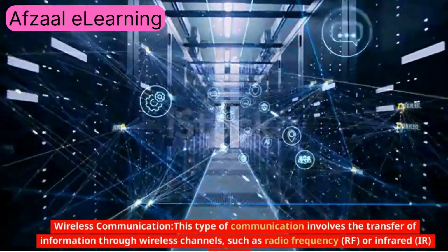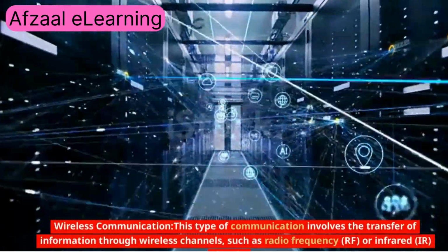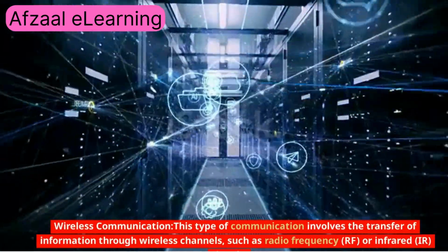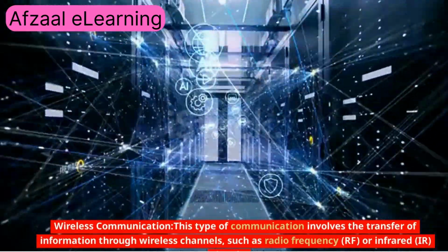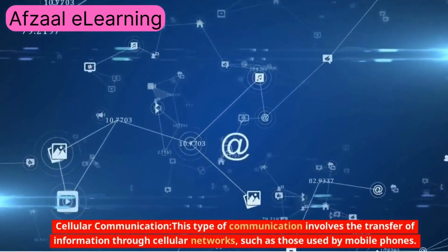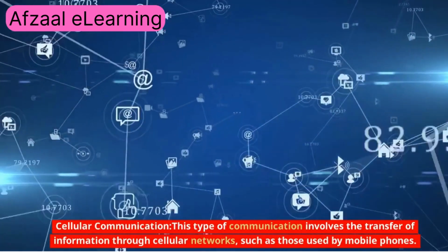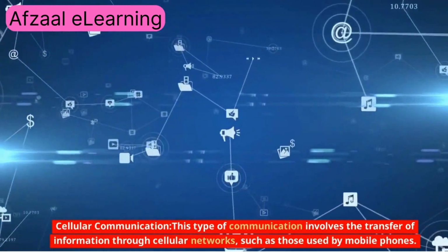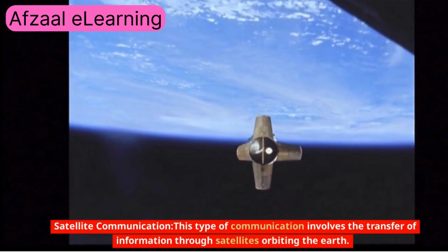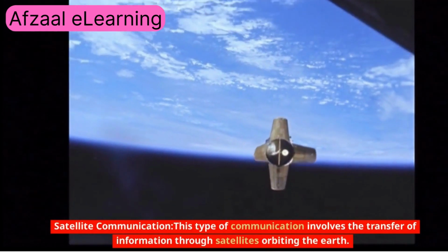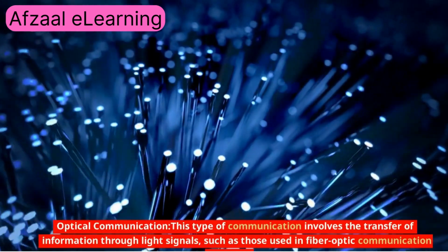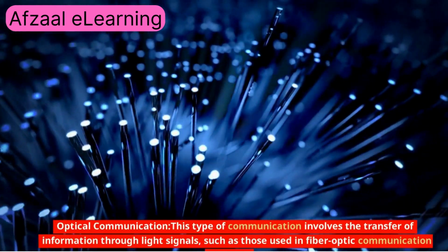Wireless communication. This type of communication involves the transfer of information through wireless channels, such as radio frequency, RF, or infrared, IR, signals. Cellular communication. This type of communication involves the transfer of information through cellular networks, such as those used by mobile phones. Satellite communication. This type of communication involves the transfer of information through satellites orbiting the Earth.